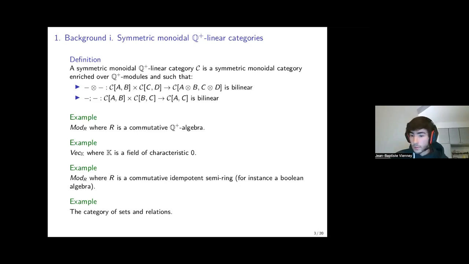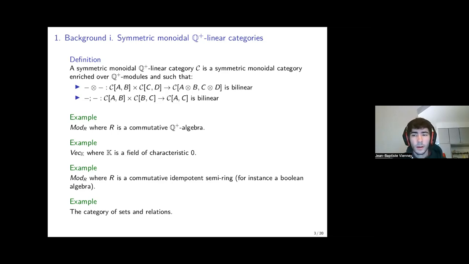So we are going to work in symmetric monoidal Q-plus linear categories. It means that it's a symmetric monoidal category enriched over Q-plus modules. Q-plus is not a ring, it's a semi-ring, like a ring but without the negatives, and we can look at modules over a semi-ring. Every hom-set must be a Q-plus module, and we want the tensor product and the composition to be bilinear with respect to the addition and the multiplication by positive rational scalars. So it's what we call a symmetric monoidal Q-plus linear category.